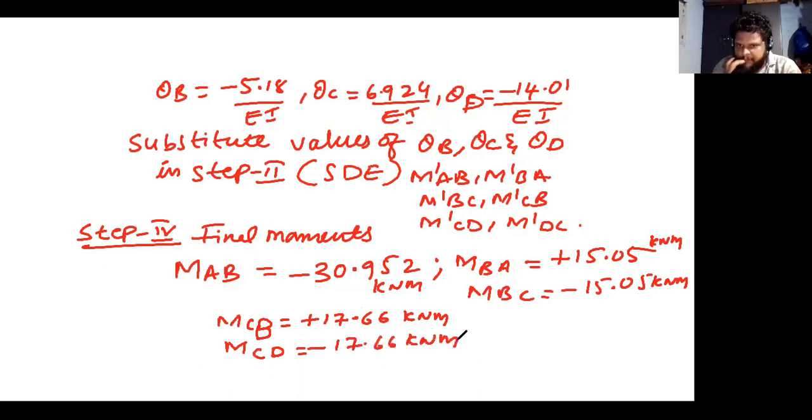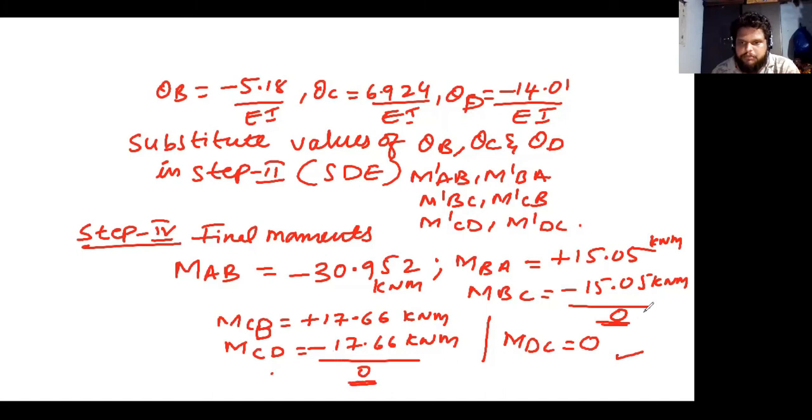Now you see, if you add MBA and MBC, what is the value? 0. And one more thing is there, that is MDC. Let me write it over here. MDC, if you substitute theta C and theta D, you will get this MDC as 0. Okay, this is equilibrium. This is also in equilibrium. This is also in equilibrium. Theta B, theta C and theta D. So we have taken 3 equilibrium equations to solve 3 unknowns, and also we have checked the equilibrium in these 3 joints.